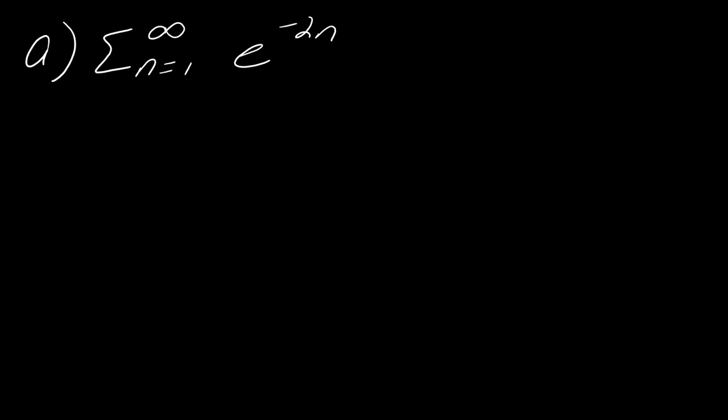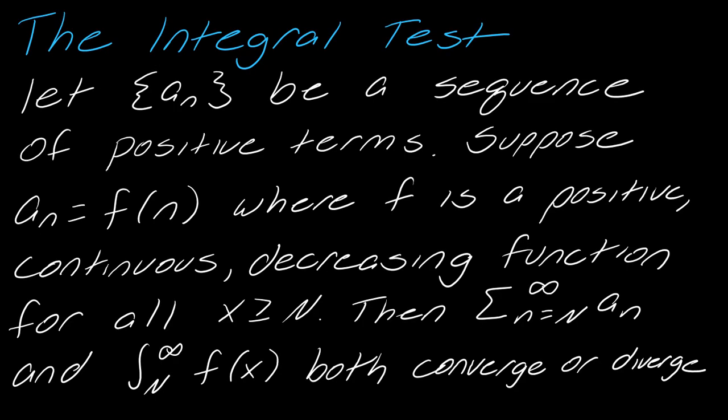I've got e to the negative 2n. The integral test says that you have a sequence of positive terms, and we let our sequence equal f of n, so we want to pretend it's a function. We want to know that it's positive, continuous, and a decreasing function. This has to be true for all x greater than some integer n. I'll talk more about this in another example because this is going to be important. Then either the series and this integral both converge or they both diverge.